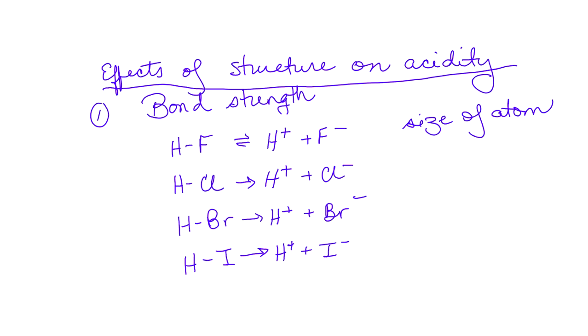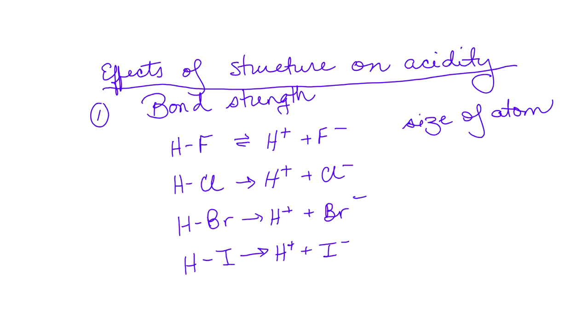So why is it that the acidity seems to be inversely proportional? It turns out that the bond strength of hydrofluoric acid is much higher than the bond strength of hydrogen iodide. So for the effects of structure on acidity, bond strength plays a key role. If the bond strength is really strong, it will not want to dissociate into its component ions.